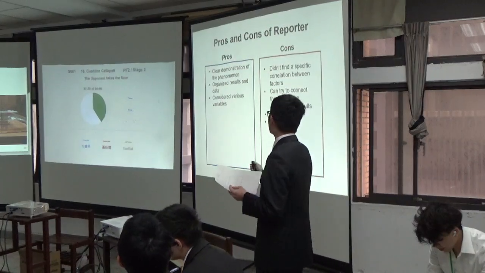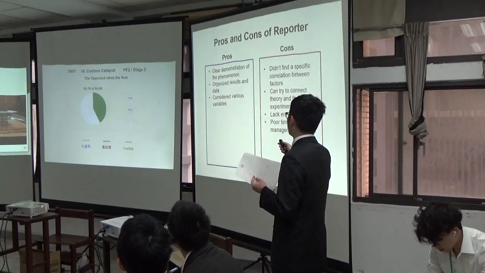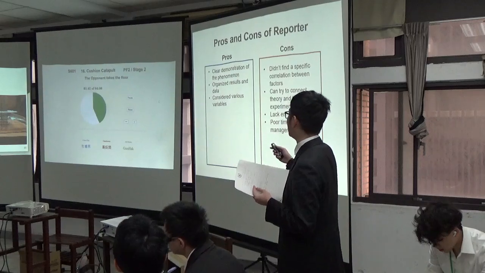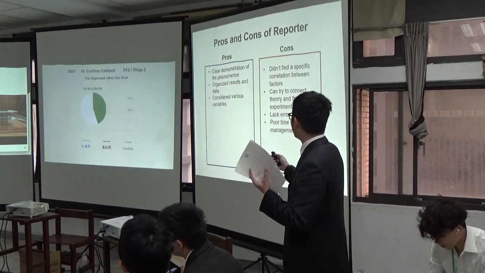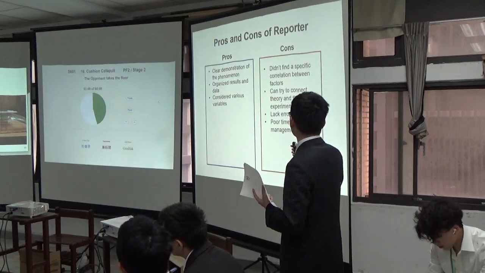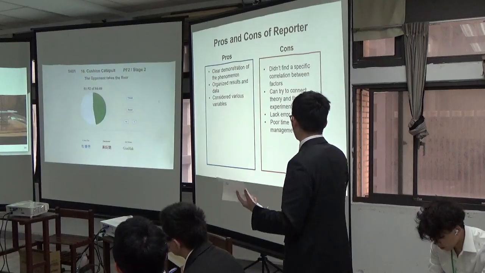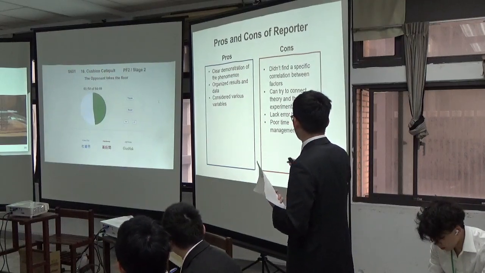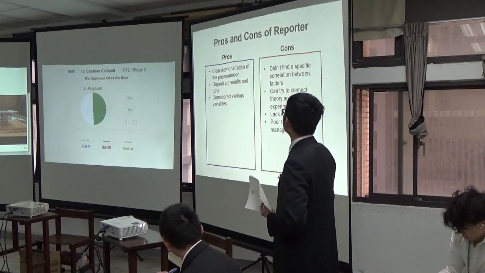These are the pros and cons of the report. For the pros, they have a clear demonstration of the phenomenon, they organize results in data, and they consider various variables. For the cons, they didn't find a specific correlation between factors, they could try to connect theory and the experimental result, they don't have error bars, and the time management was quite full.